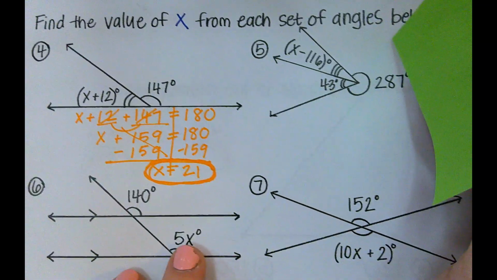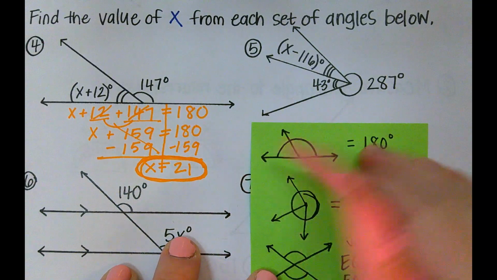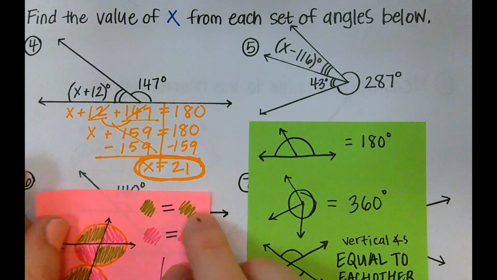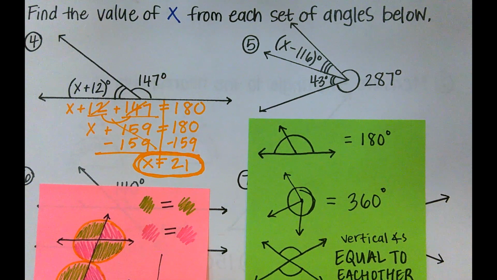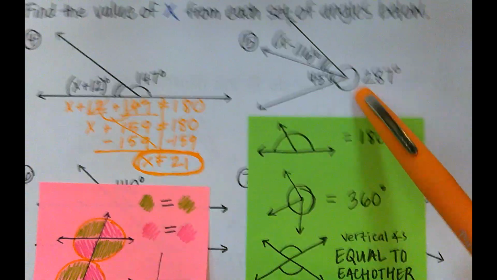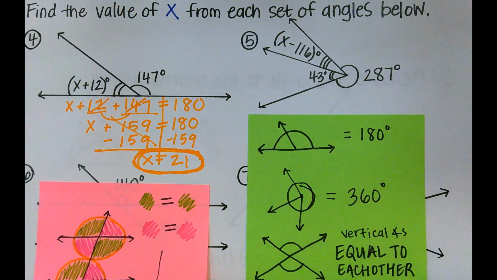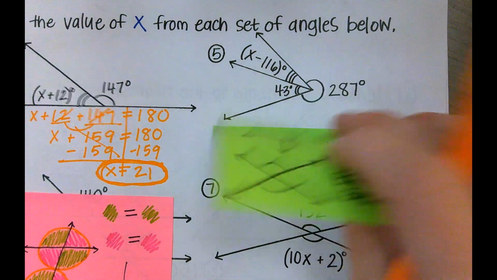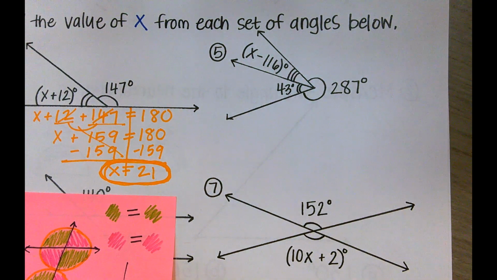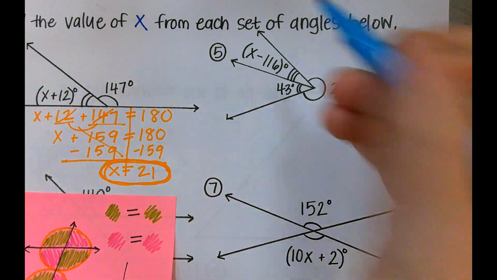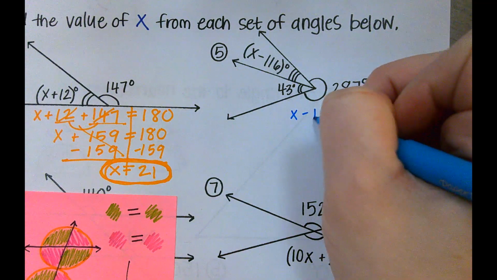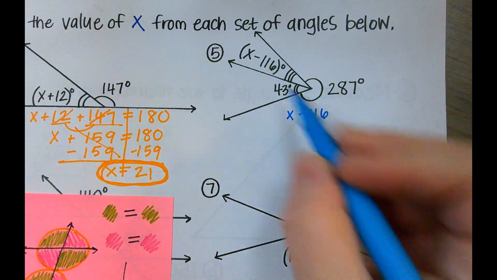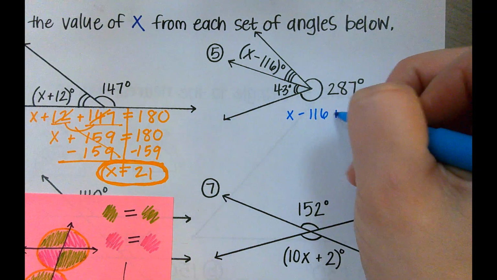Okay, let's skip that over and look at number 5. Yes, number 5, we have angles around a point. These are going to add up to 360. So let's write an equation. What equation could I write for number 5? X minus 116 plus 43 plus 287. Good. X minus 116, and then I'll add 43.